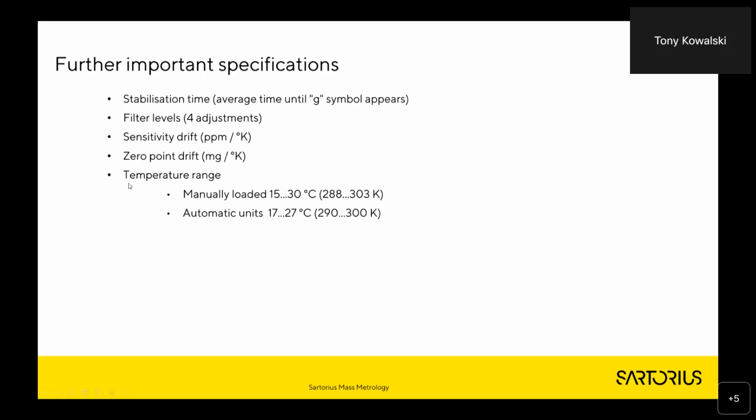Manufacturers will typically tell you the maximum temperature you should work in and the minimum. So in a laboratory for manual, it shouldn't be colder than 15 degrees or warmer than 30 degrees, because outside of these specifications, you get a higher drift on the comparator, and for the automatic models, between 17 and 27 degrees. Optimal would be 21, 22 degrees if you can maintain the laboratory at this level.